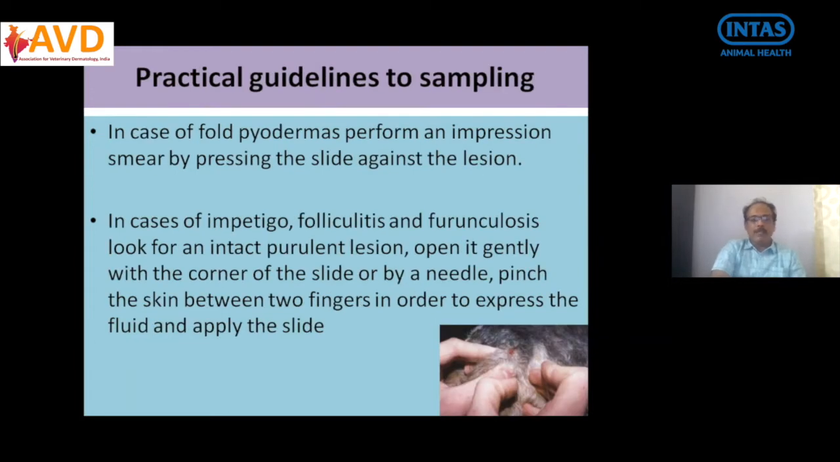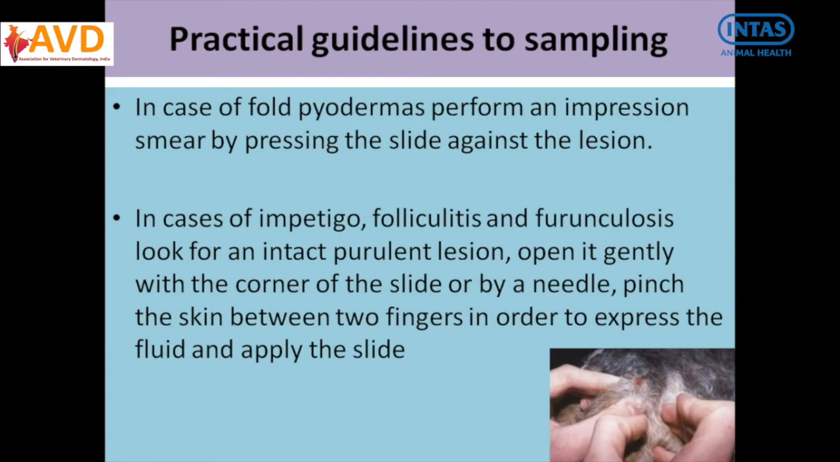Then regarding the sampling guidelines, in case of fold pyodermas, also called intertrigo, you can perform an impression smear by pressing the slide against the lesion. You can press the slide at the lesion and then just stain and examine. And in cases of impetigo, folliculitis, and furunculosis, all are superficial pyodermas, look for an intact purulent lesion. Open it gently with the corner of the slide or by a needle. Pinch the skin between the 2 fingers in order to expose the fluid and then apply the slide. So you have to identify the pustule, then open it, then prepare a smear, stain it, and examine.